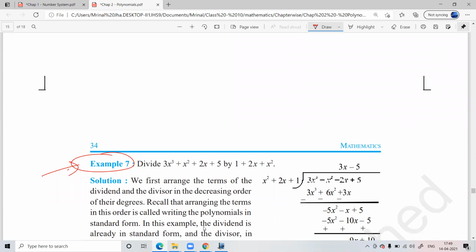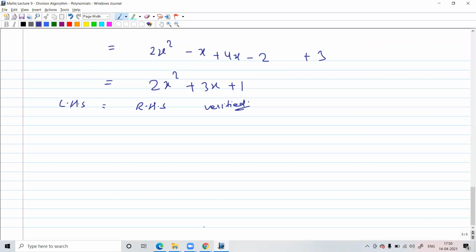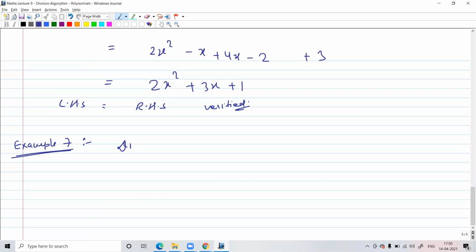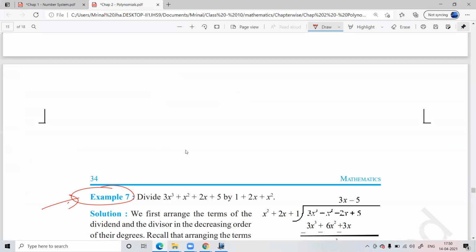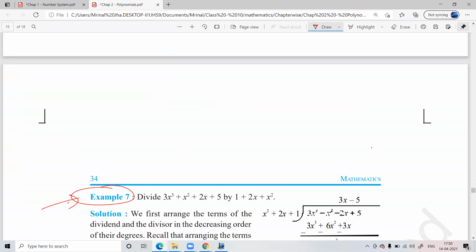Then take up this example 7. Let me write it for you so that you don't get distracted by the answer. Don't look at the answer. Try to do this on your own. So you have to divide 3x cubed plus x squared plus 2x plus 5 by 1 plus 2x plus x squared.